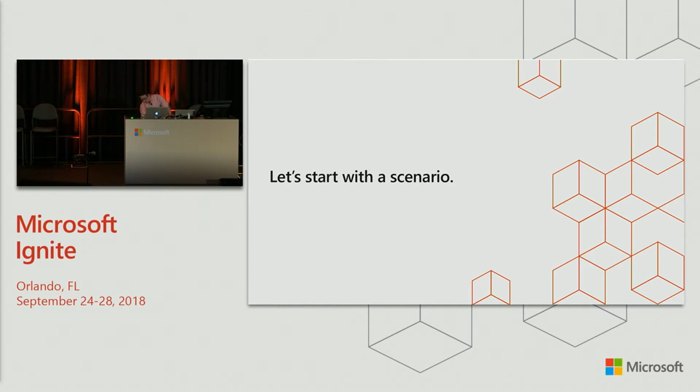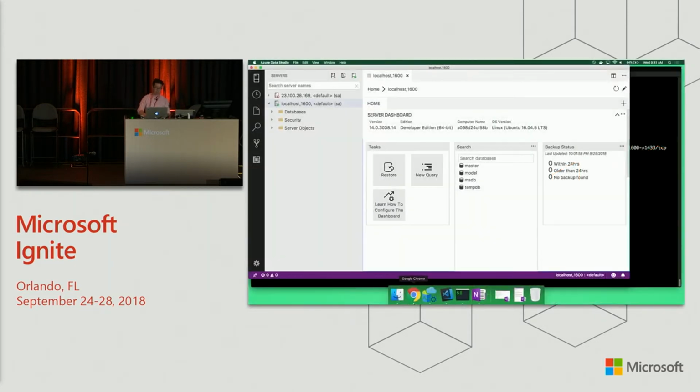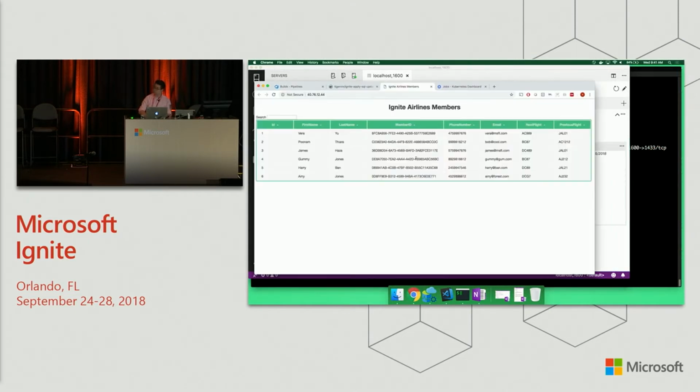So to get started, I'm going to set this up with a scenario. Right? So here I have a very basic application. It is a flight membership application that provides our flight attendants information about our premium members. Right? So it has a first name, a last name, member ID, phone number, email. It's just like a very basic user table.